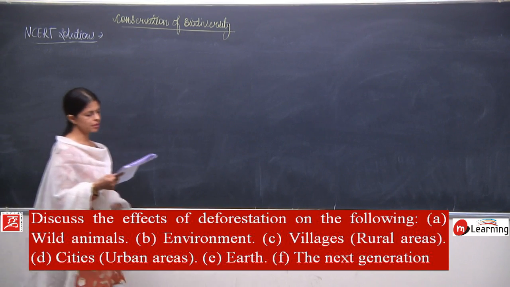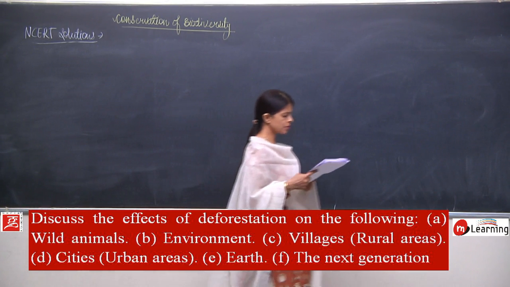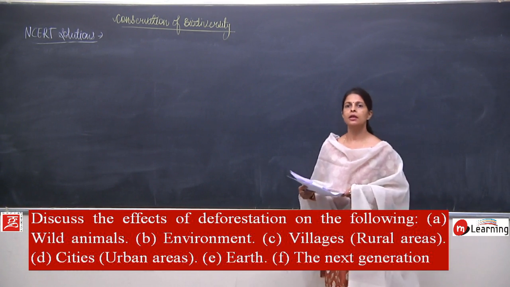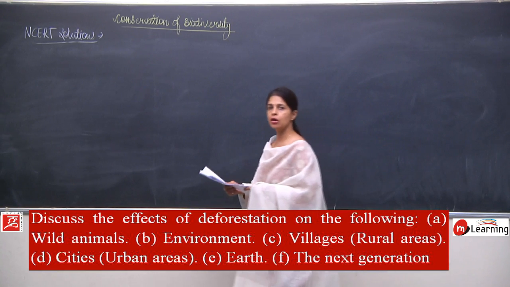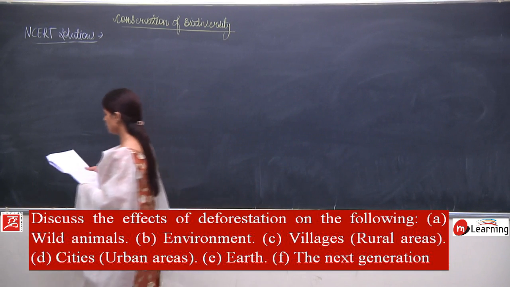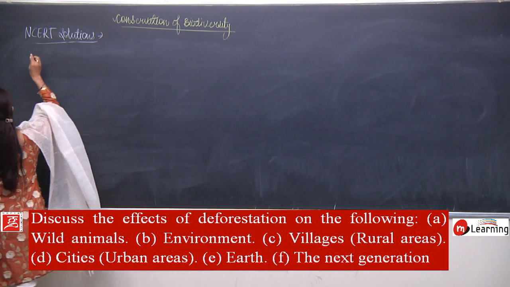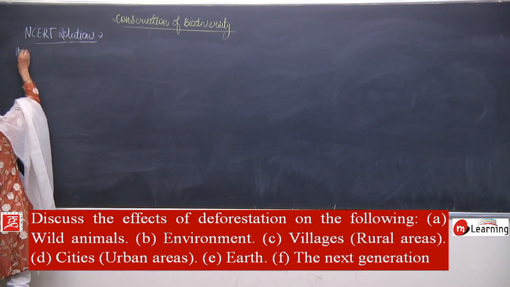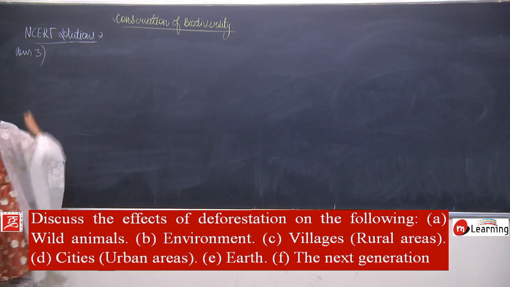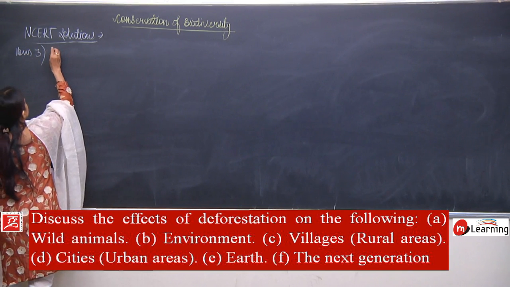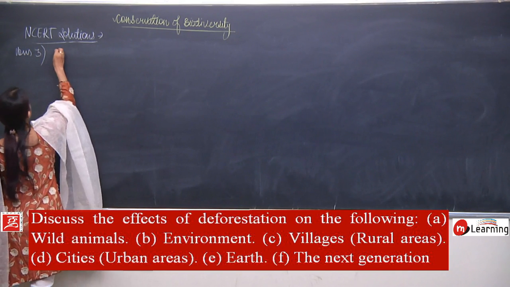Now we'll come to question number third, children, and the question number third is discuss the effects of deforestation on the forest. That means we have to talk about the results or the effects of the deforestation. So this one is answer number 3, and here we'll be discussing the effects of deforestation on. The A is given, wild animals.